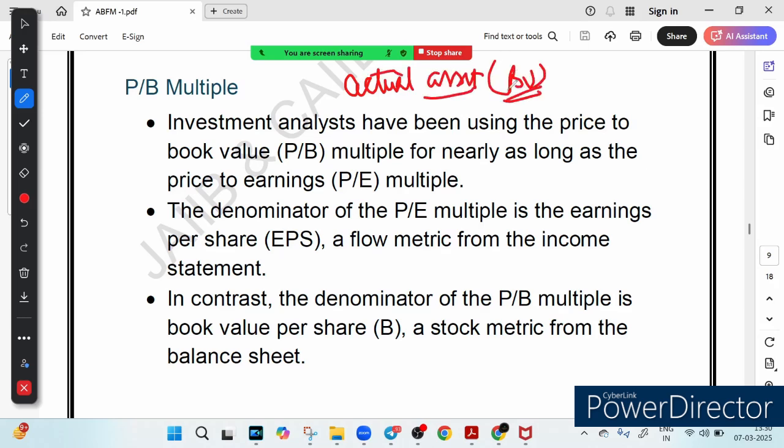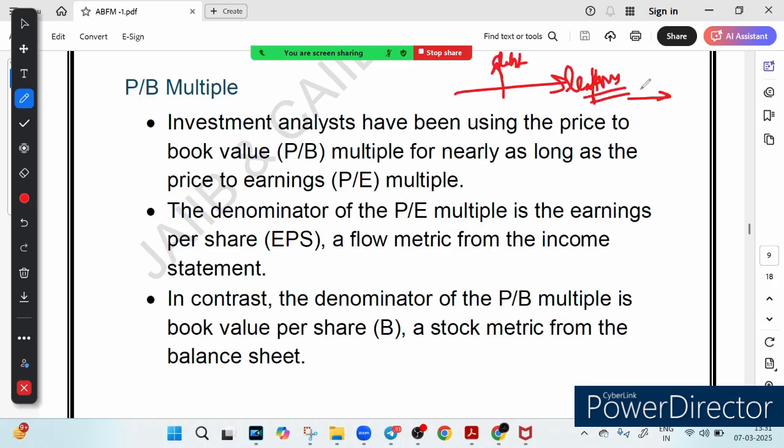Now the question is, what is this book value? What is the meaning of this book value? Think of it like this. If a company shut down today and sold everything it owns, the leftover money after paying debt belongs to the shareholders. This is called book value. Suppose the company shuts down today and sells everything, whatever its assets are. Whatever money is left after paying the debt, the leftover money, that belongs to the shareholders.